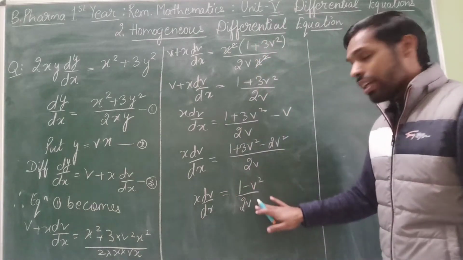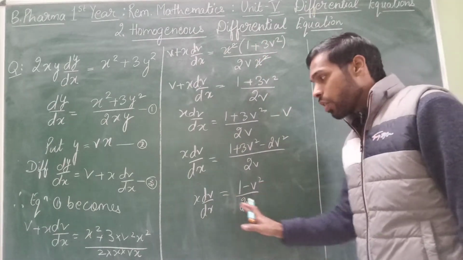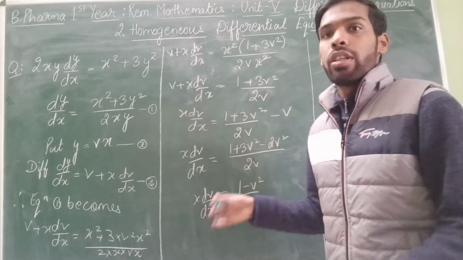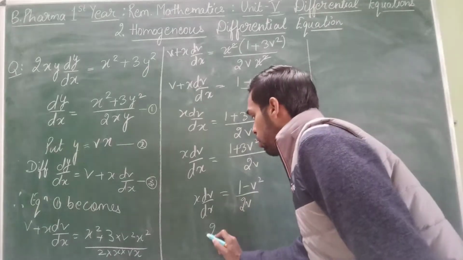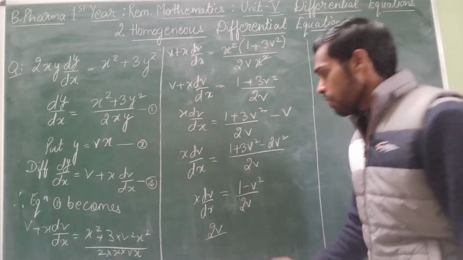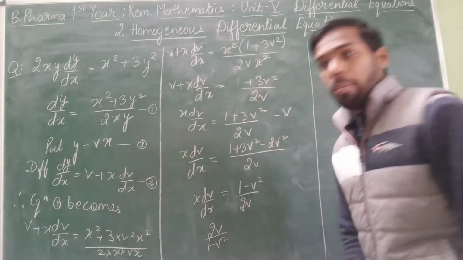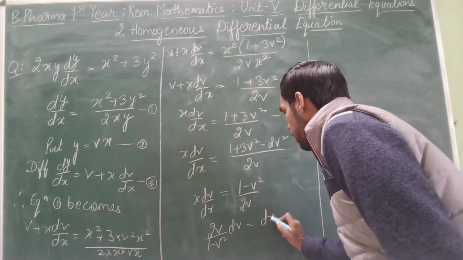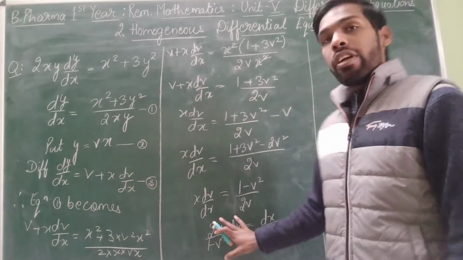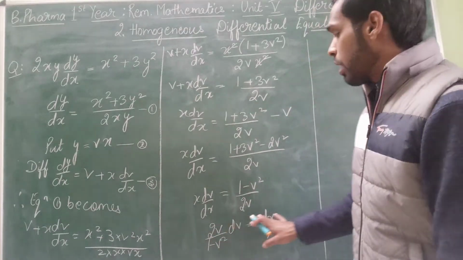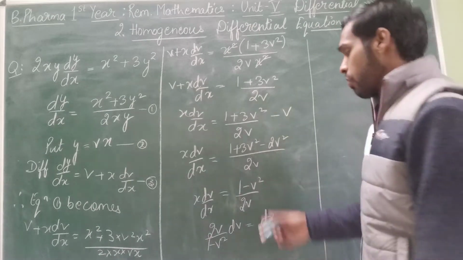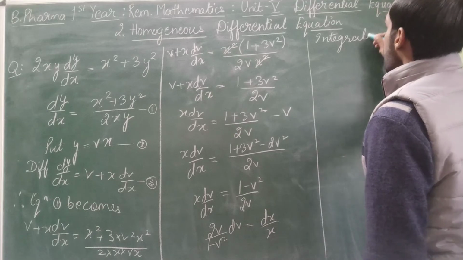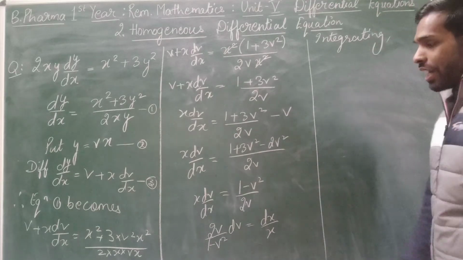Now see, these v variables are on the right hand side. Can we cross multiply on the left hand side and bring all the variables of x on the right hand side? So it will be written as 2v upon (1 plus v square) into dv equals to dx by x. Now see, all the variables of v are on the left hand side and all the variables of x are on the right hand side. So after that, integrating both sides. How we used to find out the solution? Integrating both sides we get.